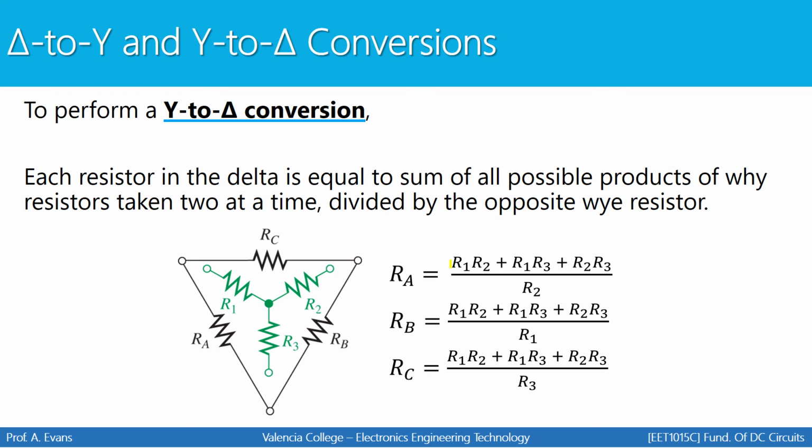Notice that the numerator for all three of these is the same, so you only have to calculate this value once. And then to find RA, we have to divide by what's across from RA. If you go directly across from RA, you're dividing by R2. If you go directly across from RB, you're dividing by R1. And if you go directly across from RC, you're dividing by R3. So these are the formulas that you will use when you want to perform a delta to Y or a Y to delta conversion.